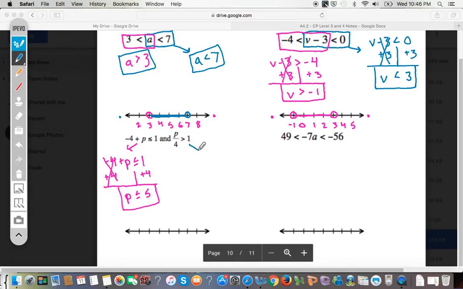So I'll rewrite this one as well. I have p over 4 is greater than 1. So I'll multiply by 4 on both sides. So p is greater than 1 times 4, which is 4.